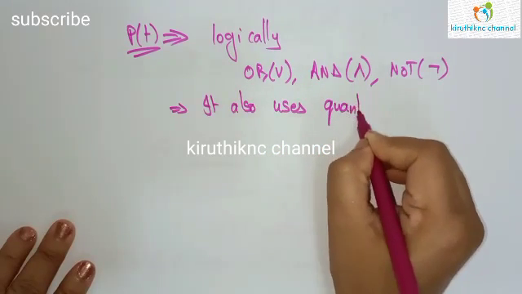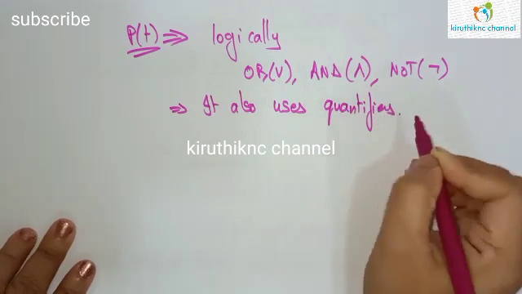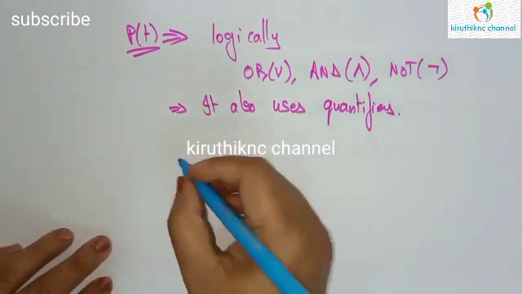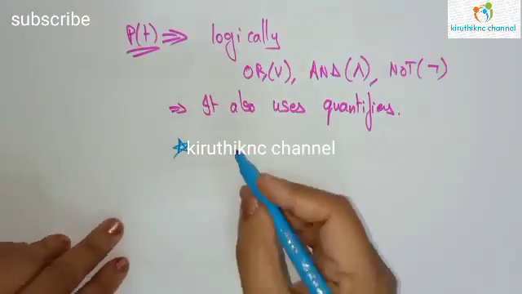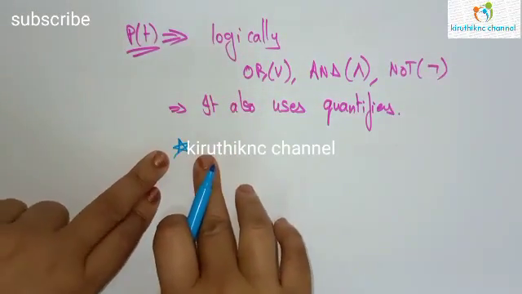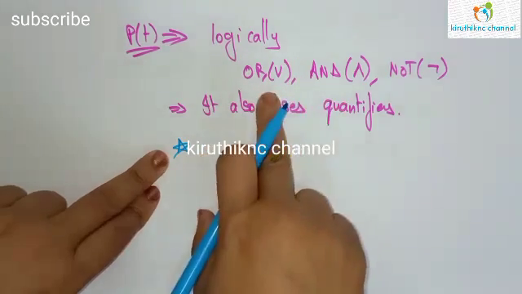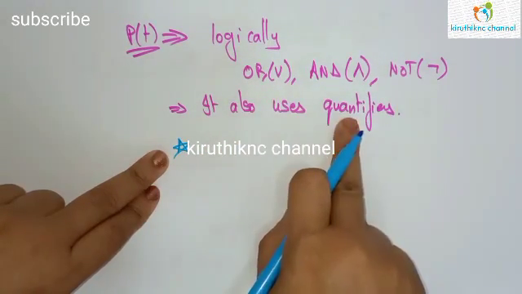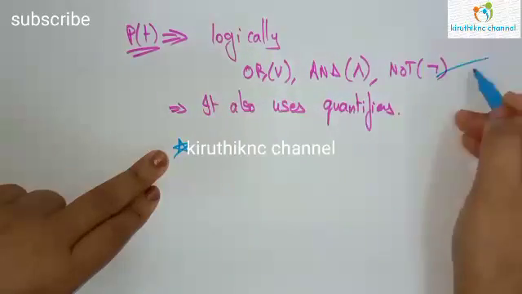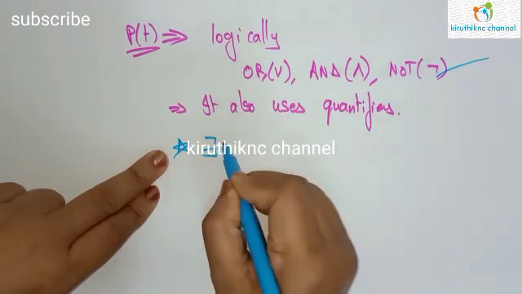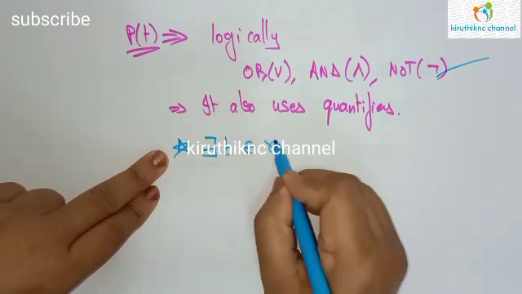You know the quantifiers, right? The universal quantifier, the existential quantifier, all this I already explained in the previous videos. If you don't know, just go and watch those videos. Here this P(T), whatever the condition, you are going to represent it using the logical operations, or you can also use the quantifiers. For example, there exists a T belongs to R, Q(T).